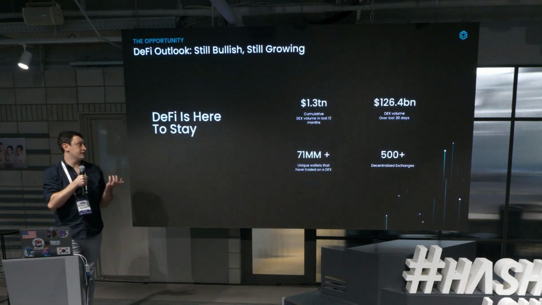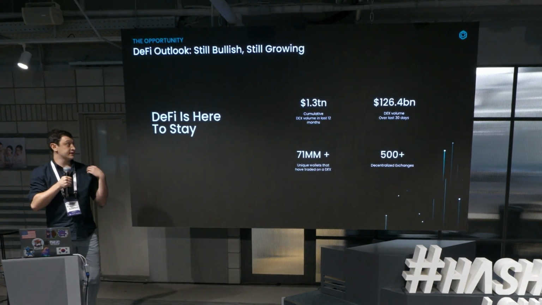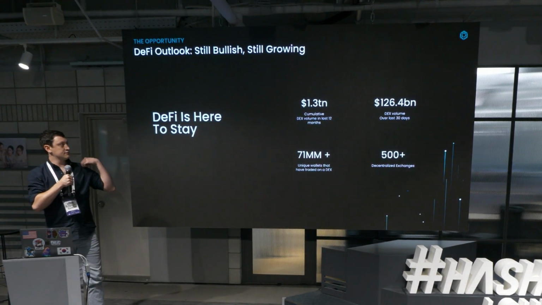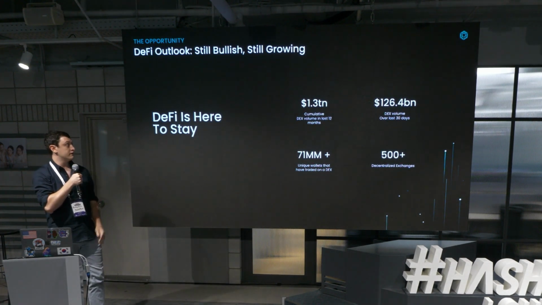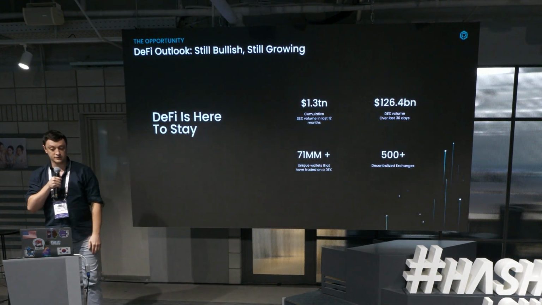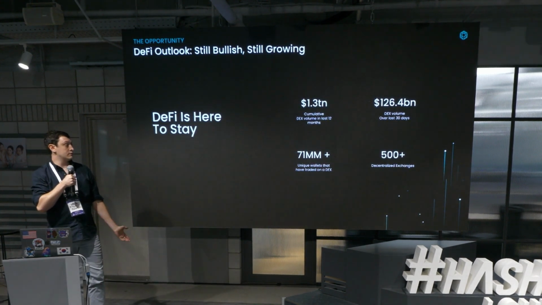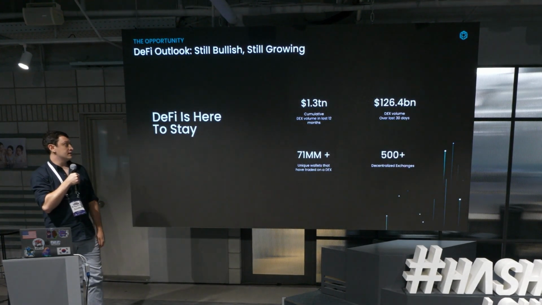So I guess the opportunity or the total market size, and this kind of goes without saying, DeFi is obviously here to stay. It's not going anywhere. And if we look at some of these numbers really quick on just the decentralized exchange side, not even all of DeFi, you could see in the last 12 months, there's been over $1.3 trillion of on-chain volume across 71 million wallets. That's the total number of wallets that have interacted with the DEX, which is pretty crazy.